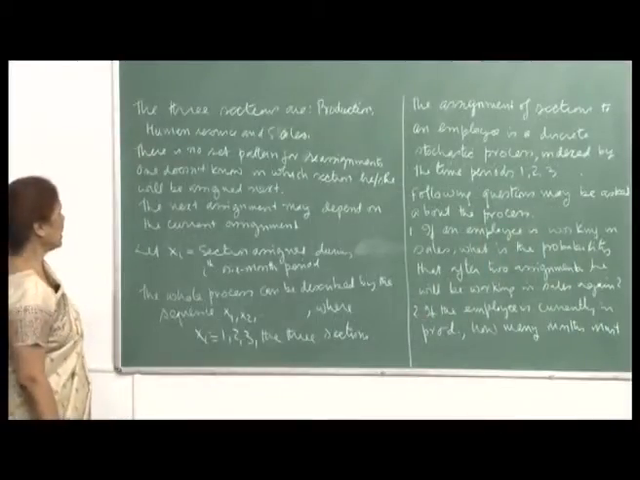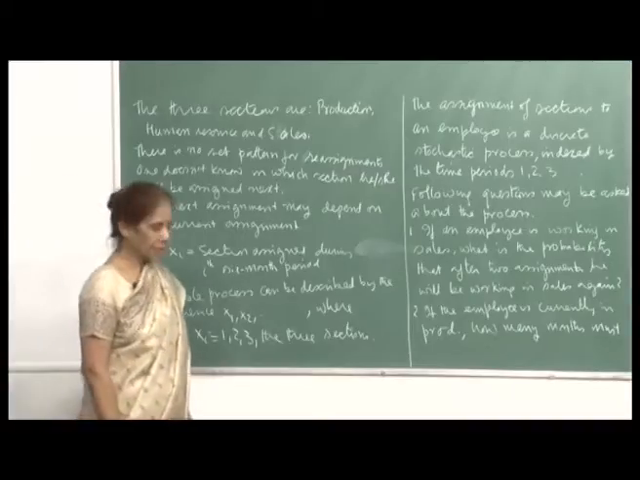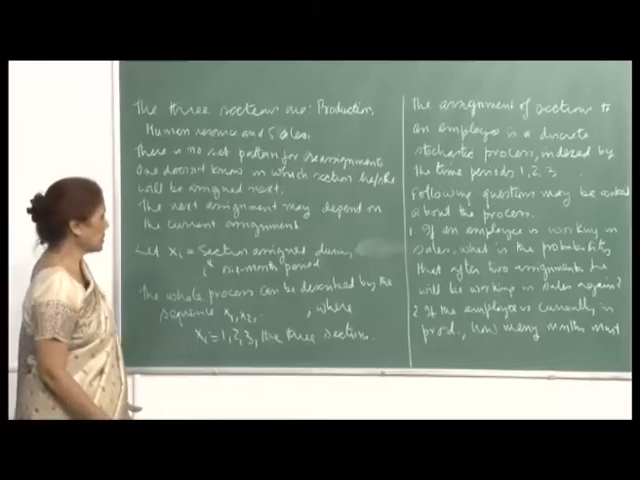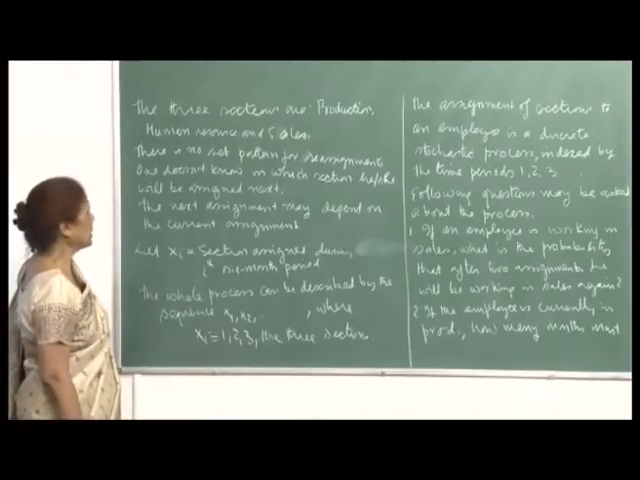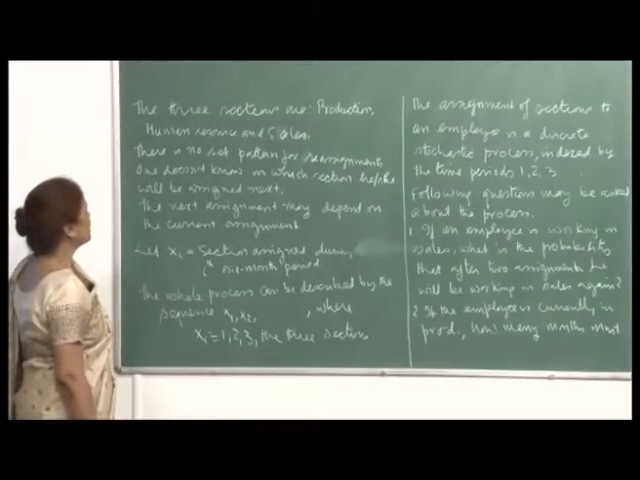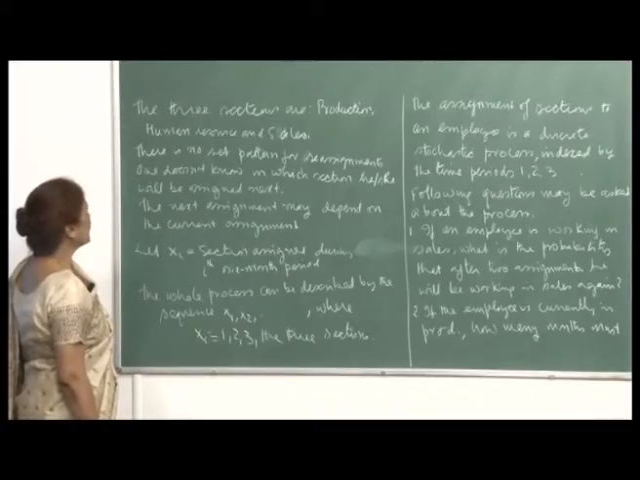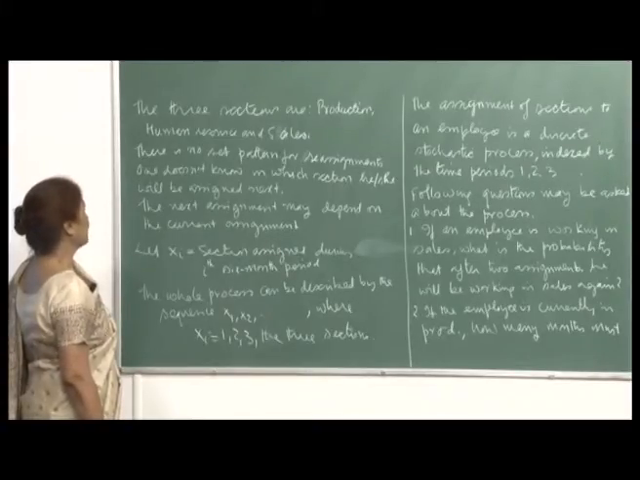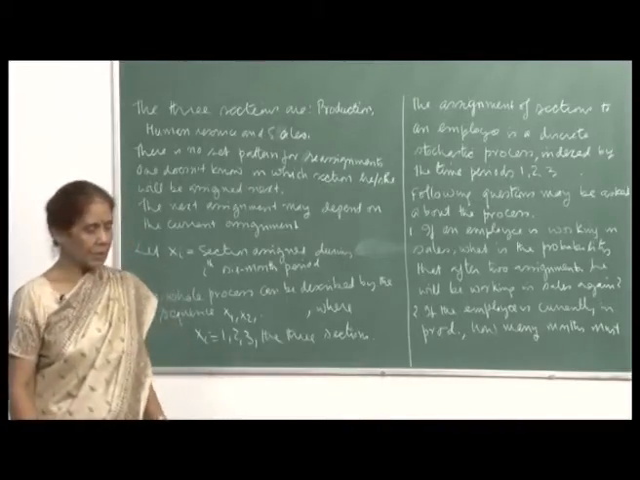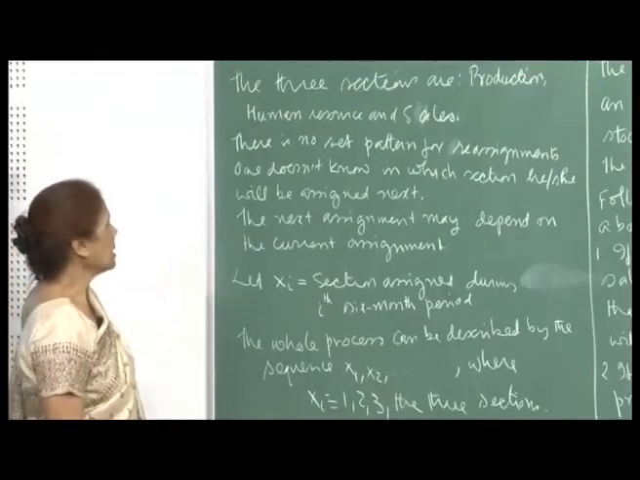So, the 3 sections are production, human resource, and sales. These are the 3 sections in the automobile manufacturing company, where he wants to assign the white collar employees, and by he I mean the owner of that automobile manufacturing company. There is no set pattern for reassignments, at least the employees do not know. So, there must be something in the mind of the owners for how they would reassign.